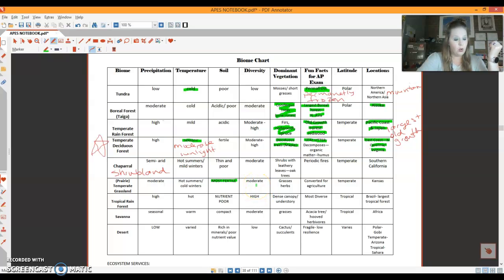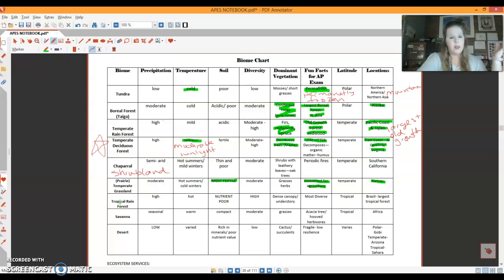Okay, what else we need to know right here? It is converted for agriculture, which we just talked about was a human impact. Okay, Kansas. So this is, basically all the Midwestern states. It's all grassland. If you've ever driven through there, there's nothing to look at. Okay. All right. The next one is the tropical rainforest.